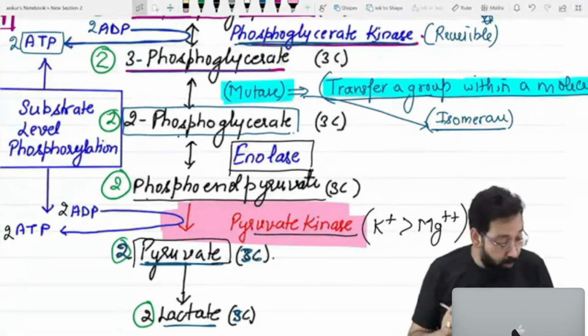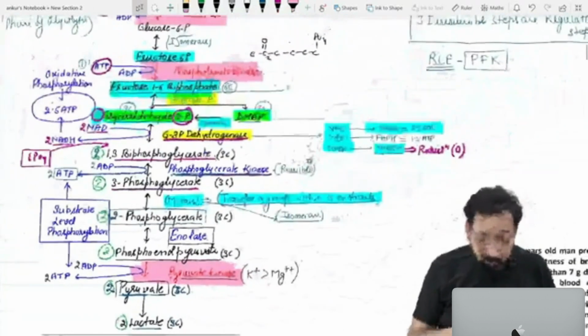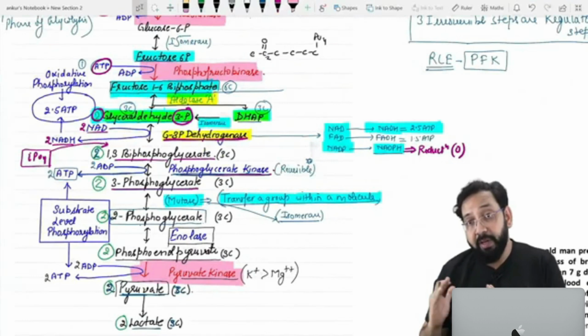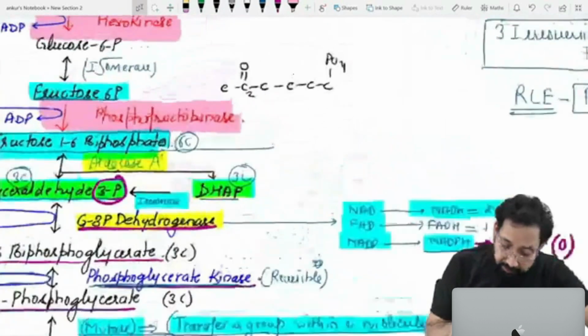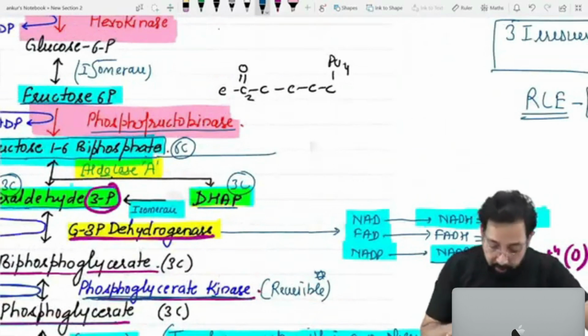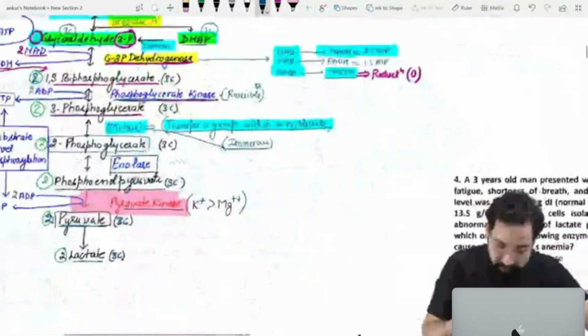You will remember all these steps because each and every step has clinical significance. I will discuss one by one. So the rate limiting enzyme is phosphofructokinase. Clear? Now one by one I discuss.